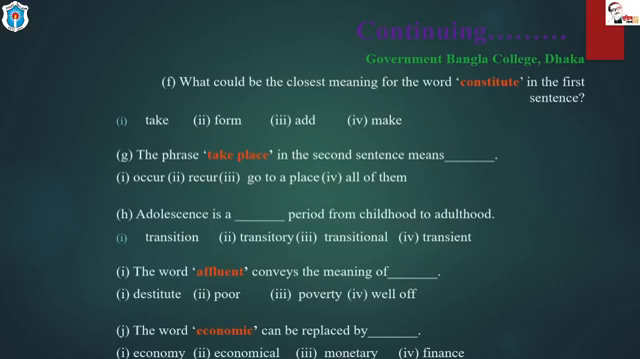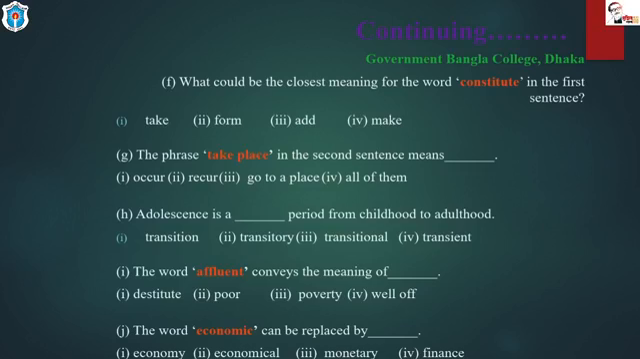Okay. We talked about question number I also. The word affluent conveys the meaning of. Affluent means sampodshali. You can say well off. Well off means sampodshali. You can say solvent. Destitute, poor, and poverty, these words carry different meanings. That's why we are not going to take the answer 1, 2, or 3. The answer of affluent should be well off. The last one: the word economic can be replaced by. We also talked about this one. Economic has a synonym, which is monetary.